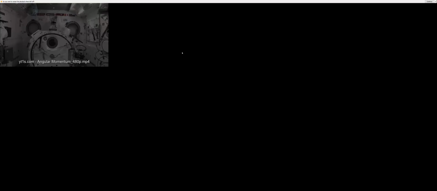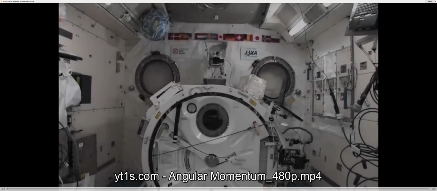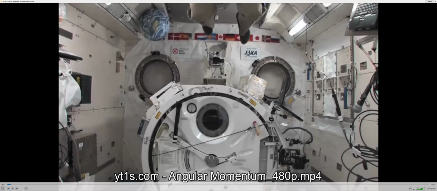This is also one more example. This is from the International Space Station. You can see he's floating.